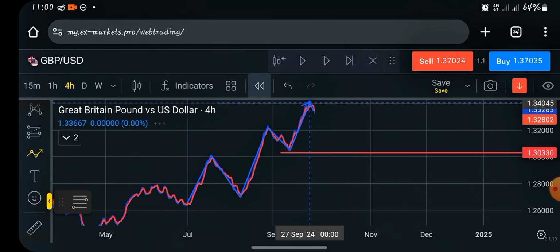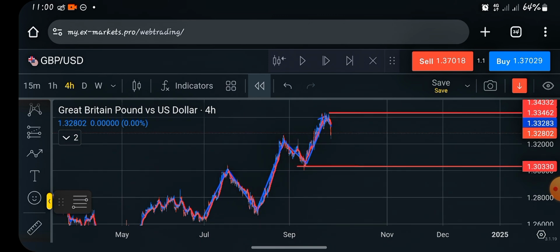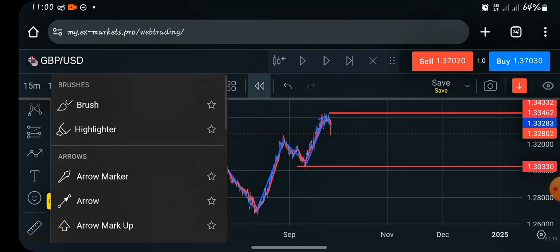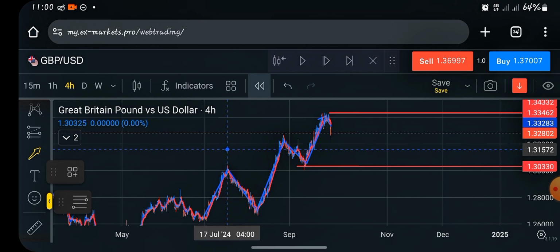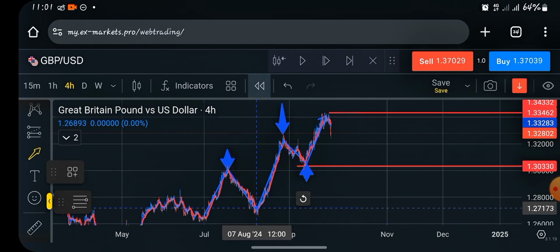Highlight the highs and lows with a drawing tool. As you can see here, price makes a high, pulls back to a low, then pushes to a new high. That's a sign of a bullish structure: higher highs and higher lows.